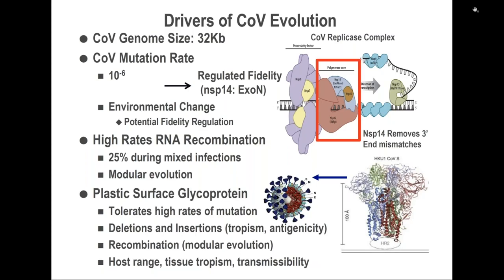Finally, the spike glycoprotein itself, which is shown here with the blue arrow pointing at the little blue, I guess that looks kind of like a mushroom. The spike itself tolerates very high rates of mutation. There have been large deletions and insertions that have been introduced into the spike retaining function, although it has major impacts on tropism and antigenicity. And also spike regulates, of course, host range, tissue tropism, and transmissibility. Next slide, please.